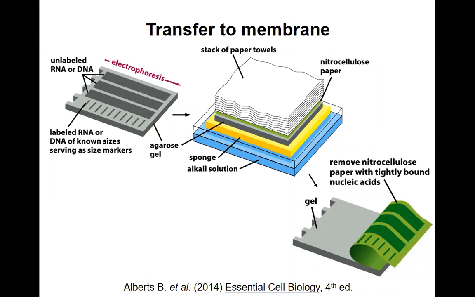Or the alkaline solution will get drawn up, and it will take the RNA with it, because the RNA has no reason to stay in the gel. It just goes wherever it's being drawn until it hits the nitrocellulose membrane. And when it hits the nitrocellulose membrane, it sticks to it because it has a really high affinity for nitrocellulose. So if I let this go overnight, your RNA is now on this nice nitrocellulose paper, with tightly bound RNA.